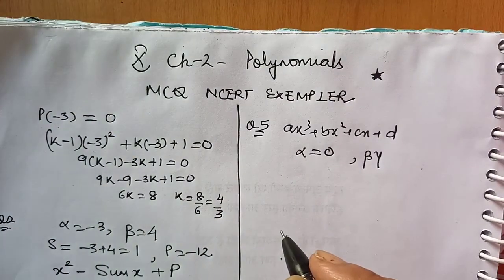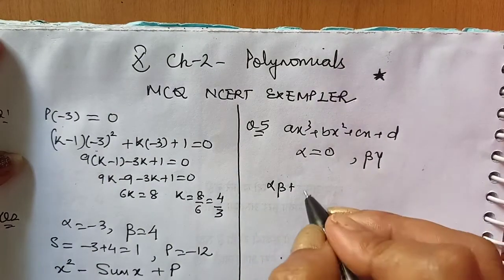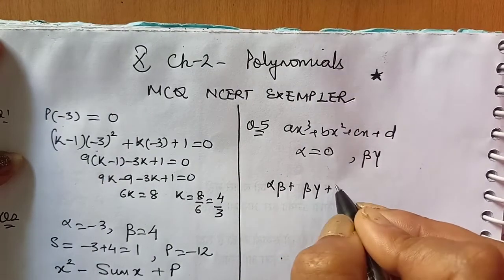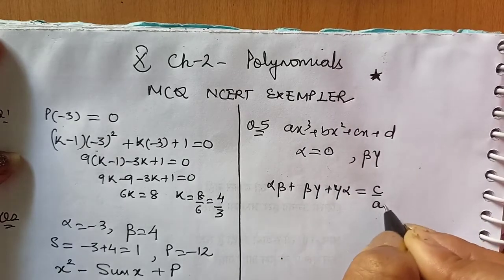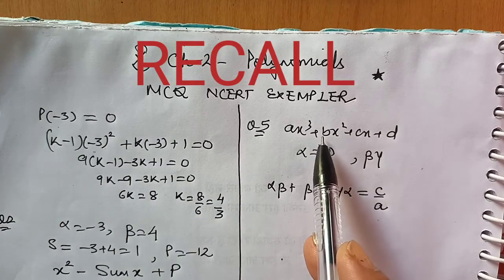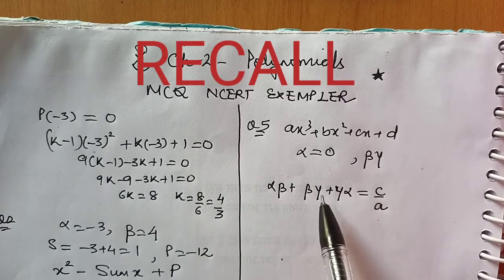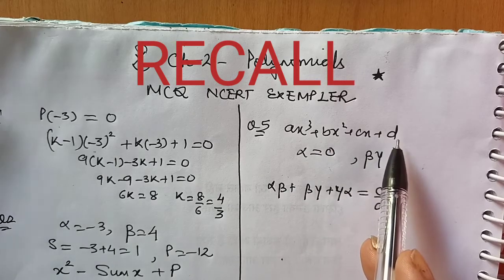Now for this, you know that the sum of the products of two zeros taken at a time, alpha beta plus beta gamma plus gamma alpha, has the formula C over A. Sum of all the zeros is minus B over A. Sum of products of two zeros taken at a time is C over A, and product of all the zeros is minus D over A.